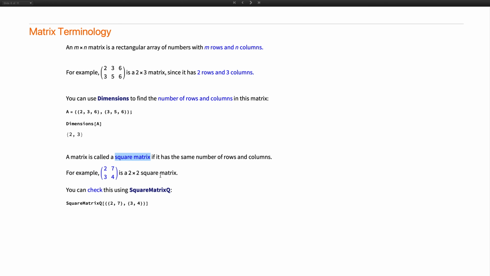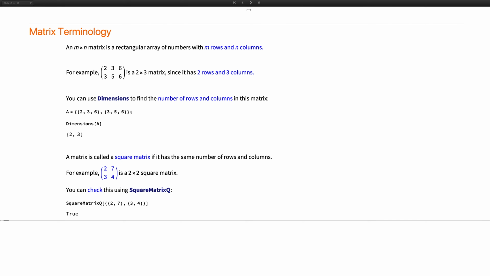So here's a 2 by 2 square matrix: 2 rows and 2 columns, and you can check that with the SquareMatrixQ function. Q means that you get back a true or false. So SquareMatrixQ of that matrix will give back true, which says that this is indeed a square matrix.